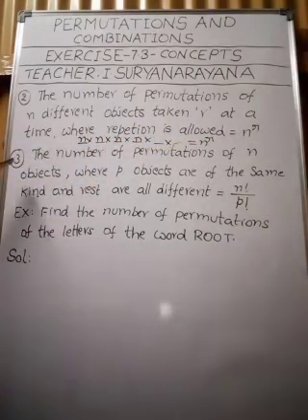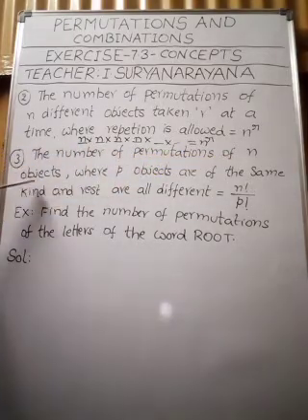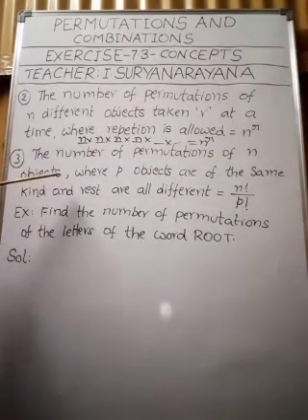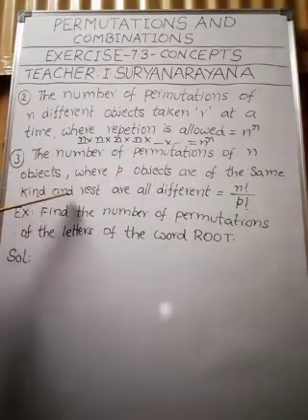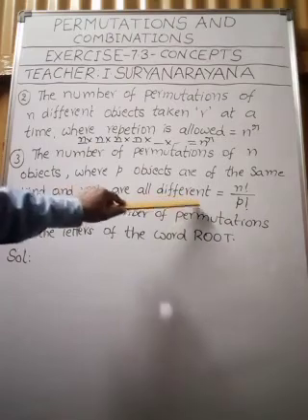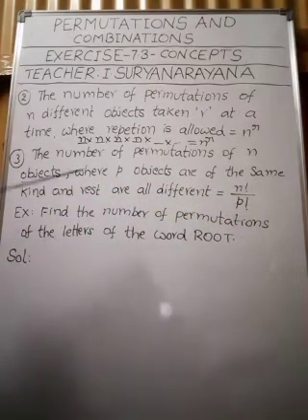Right. Now come to the third point. The number of permutations of n objects where p objects are of the same kind and the rest are all different is equal to n factorial by p factorial. This is a special case.